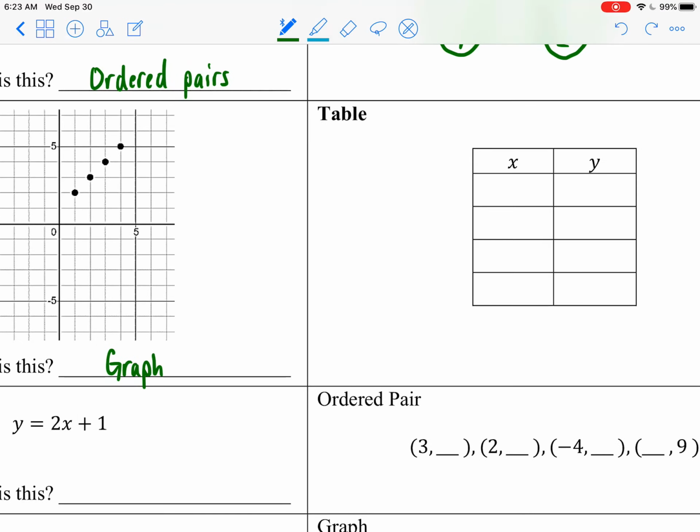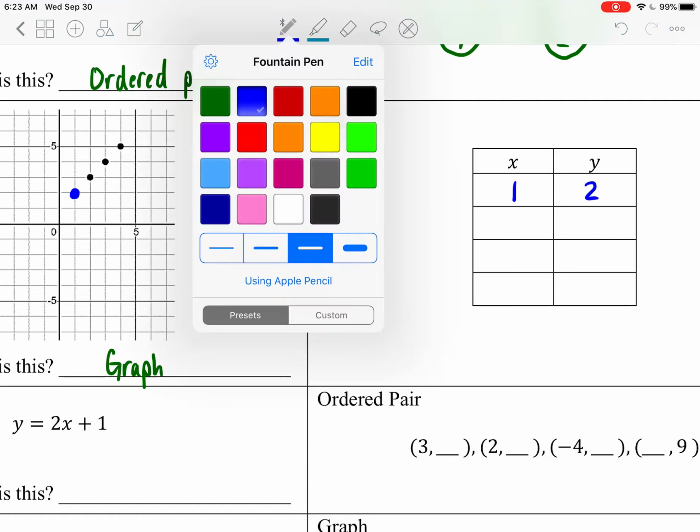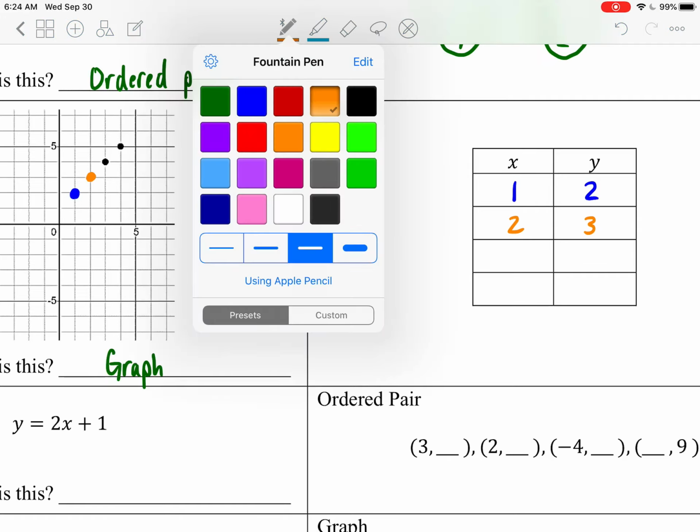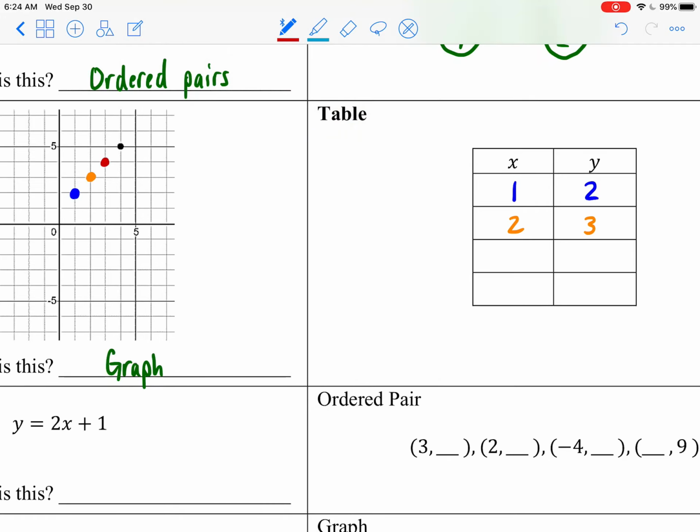Okay, so now we're going to make a table. So let's actually write these out. So this blue point right here is at 1 for x and 2 for y. So the x-coordinate's 1, the y-coordinate's 2. How about this orange point here? I would say that's when x is 2 and y is 3. How about this red point here?